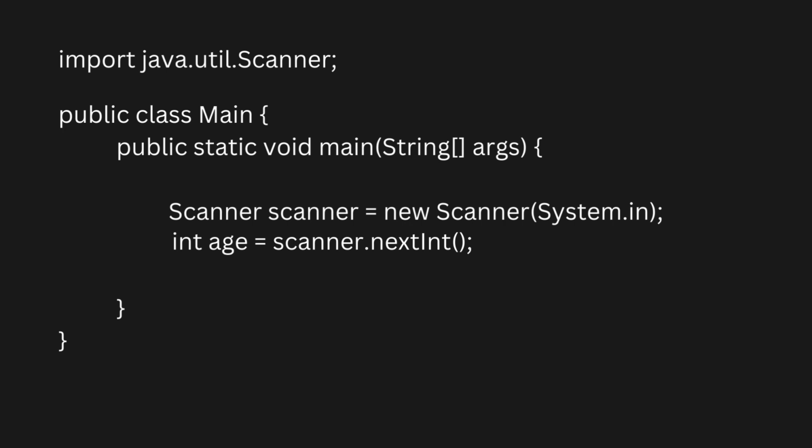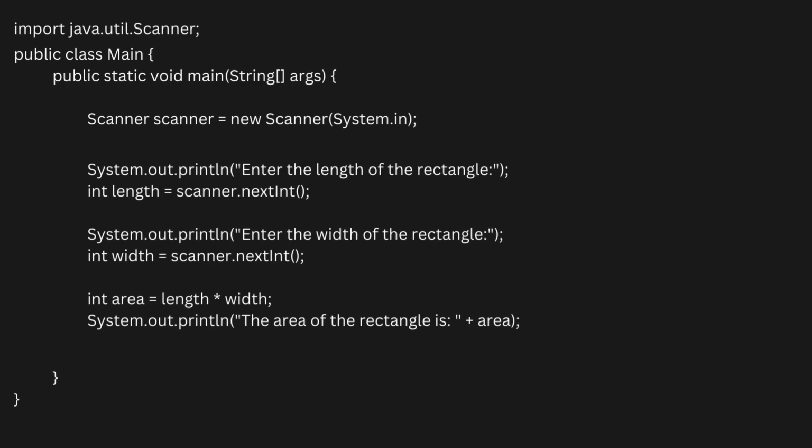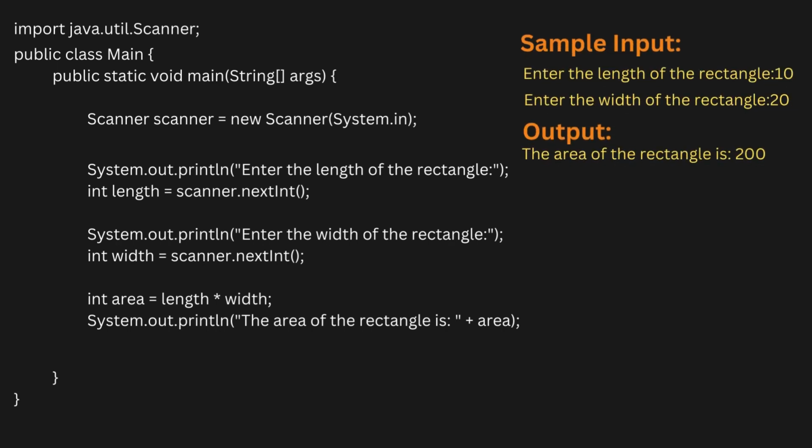Let's say you are building a program that calculates the area of a rectangle, and you need to get the length and width of the rectangle from the user. You could use the Scanner class to accomplish this task. This prompts the user to enter the length and width of the rectangle, reads the input using the Scanner class, calculates the area, and outputs the result to the console.